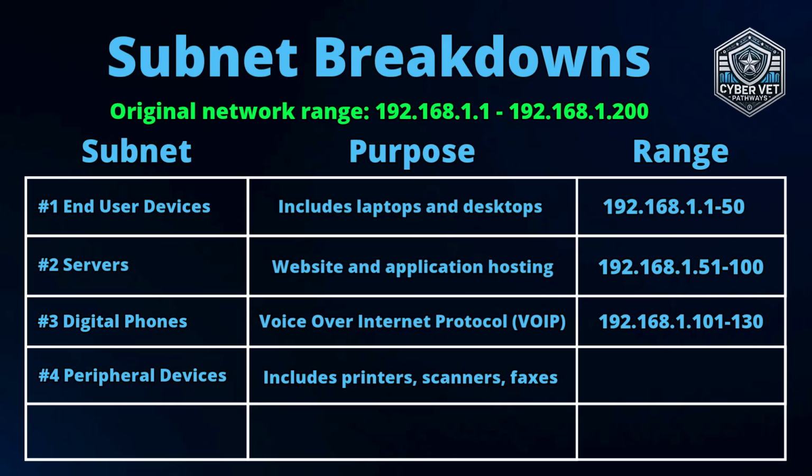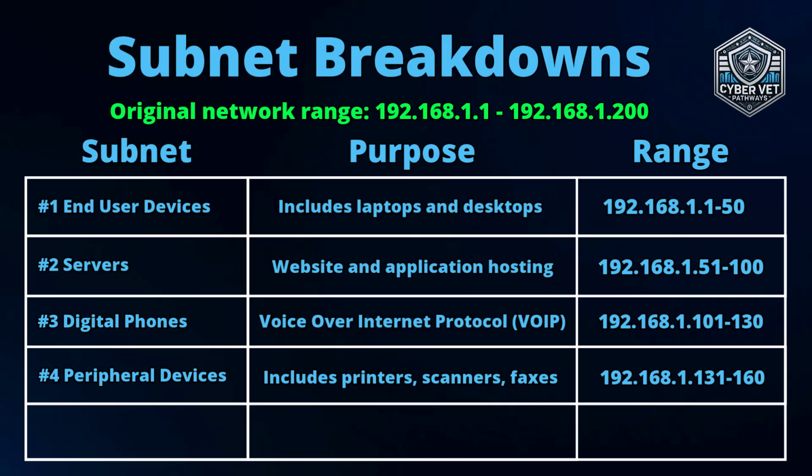For the fourth subnet, we're going to have printers, scanners, and faxes. This range is going to start to close in just like the voice over IP system range. This one's going to be 192.168.1.131 all the way to 192.168.1.160. This subnet is grouped for streamlined communication without impacting other parts of the network. And you can kind of see how these are like devices, right? Things that print, things that scan, and things that fax. And these would be kind of considered peripheral devices.